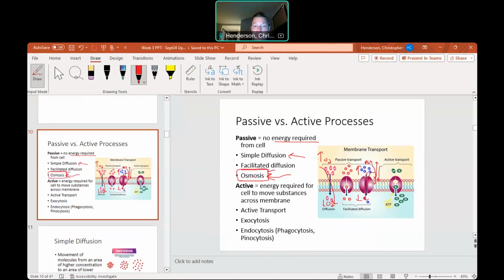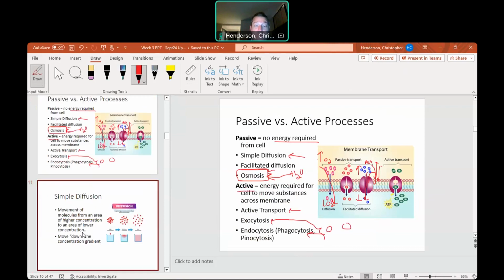So understanding osmosis, I'll spend a little time and make sure that you get this. It's just movement of water down its concentration gradient, which is a little weird. Active transport, we have active transport, we have exocytosis, and we have endocytosis. This is vesicular transport. This is just moving things in little bubbles in and out of cells. That's all it is. Okay, simple diffusion.